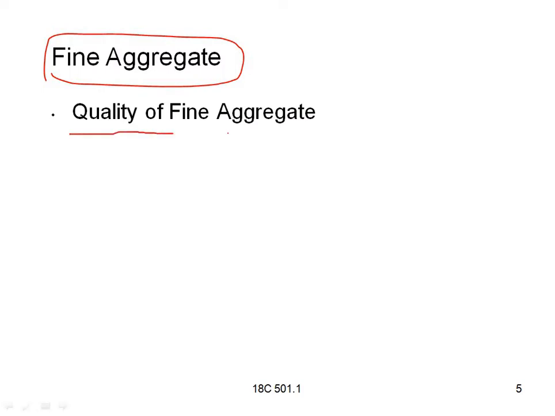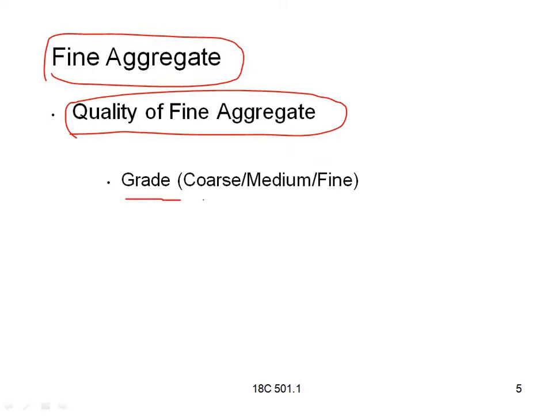And what is called fine aggregate, let us see now. The quality of these fine aggregates should also be very good, and there are three grades of fine aggregates. The first one is coarse, the second one is medium, and the third one is fine. So we are having three types: coarse, medium, and fine. These are defined by the sieve analysis test.